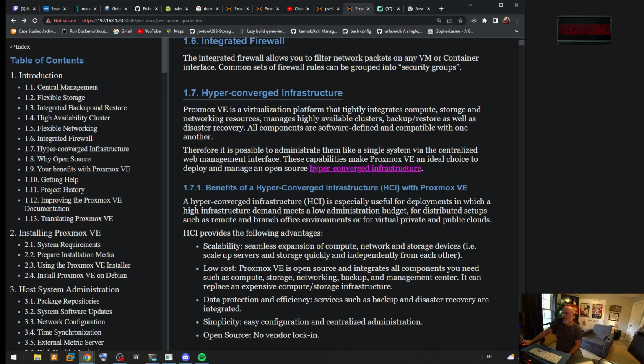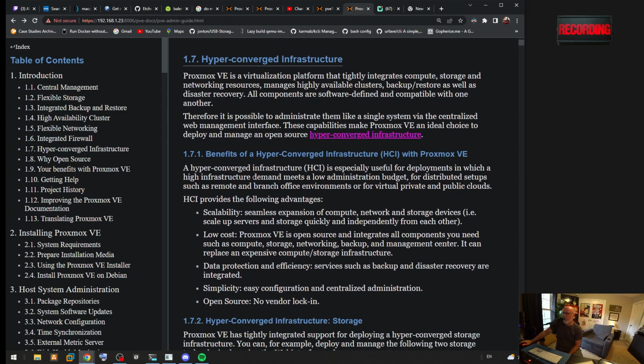Benefits of hyperconverged infrastructure with Proxmox VE. A hyperconverged infrastructure, HCI, is especially useful for deployments in which a high infrastructure demand meets a low administration budget, for distributed setups such as remote and branch office environments, or for virtual private and public clouds. HCI provides the following advantages: scalability, seamless expansion of compute, network, and storage devices, scale up servers and storage quickly and independently from each other. It's basically cloud.